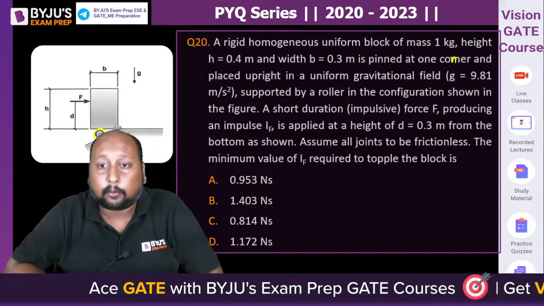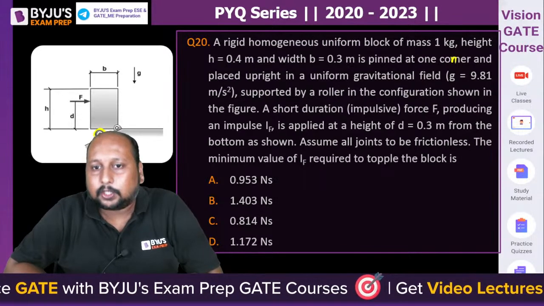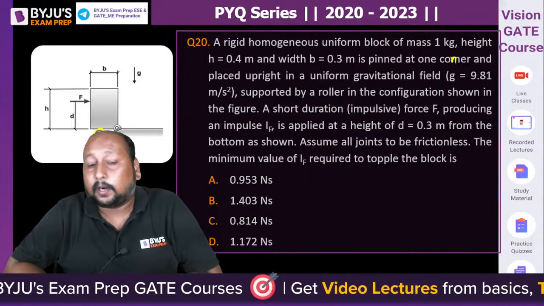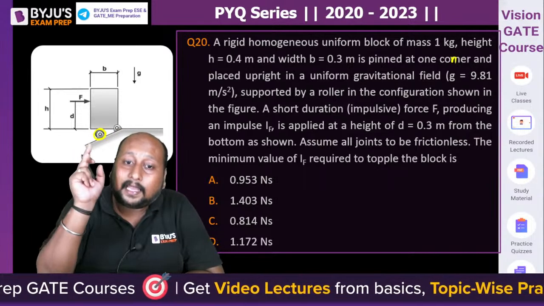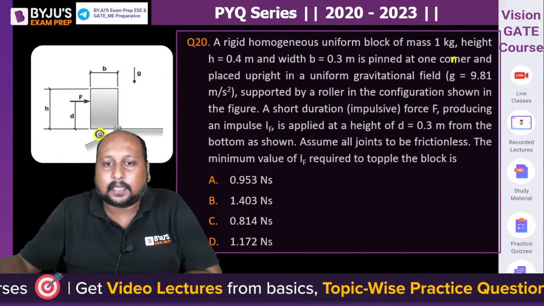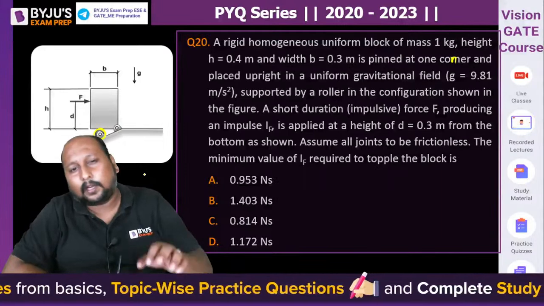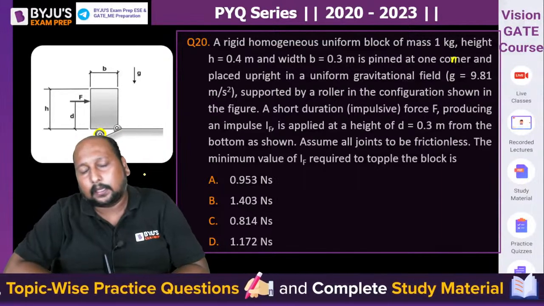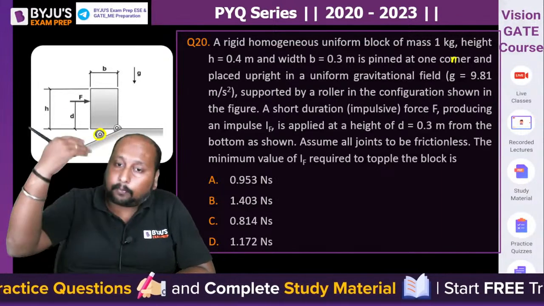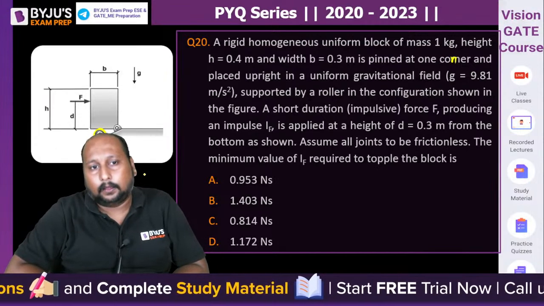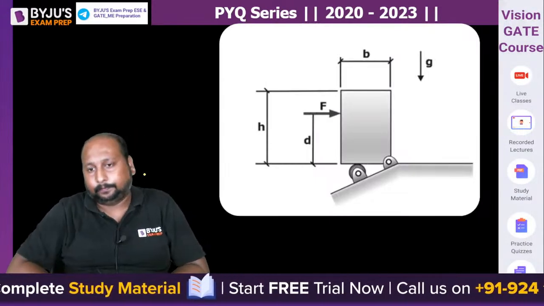Okay, so a short duration impulsive force F producing an impulse of IF is applied at a height of 0.3 meter from the bottom. Assume all joint to be frictionless. What is the minimum value of IF, okay, the impulse, in order to require to topple the block? आपको बताना what is the minimum value of this impulse such that the body will be toppling. बताइए, the body will be toppling.